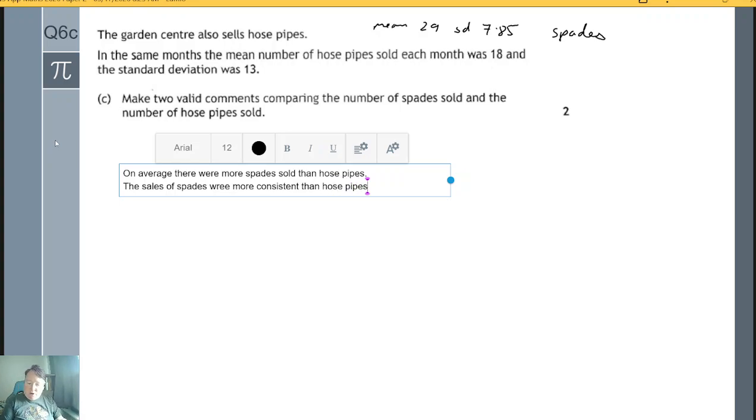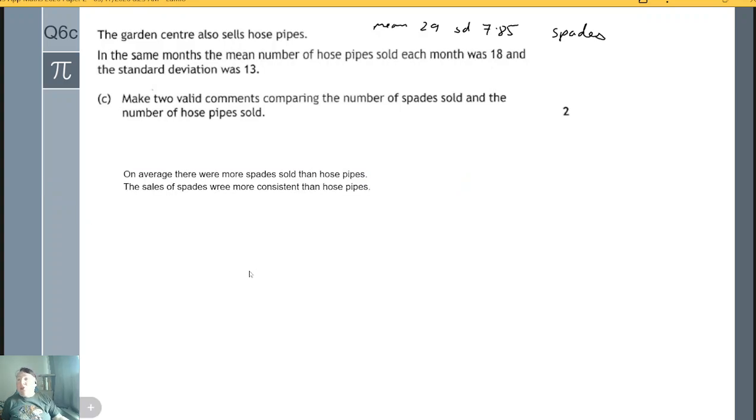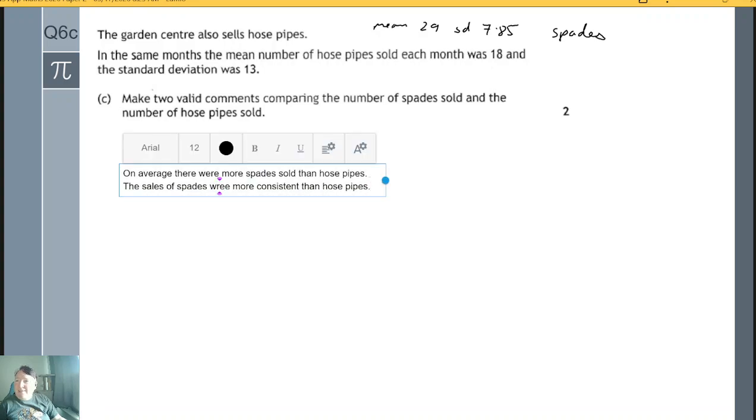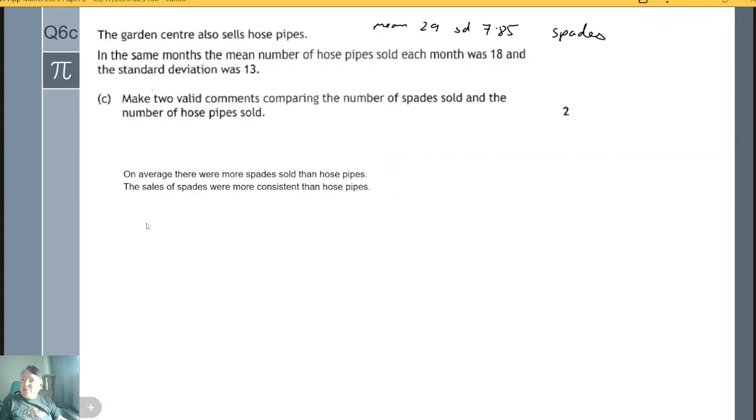There we go. We have got our two sentences. You could talk about the hosepipes being more varied, more spread. It's a good job we're not getting marked on our English skills because I'm having a not so great spelling day. There we go. Two sentences. That's all they need from us. One comparing the averages, one comparing the consistency.